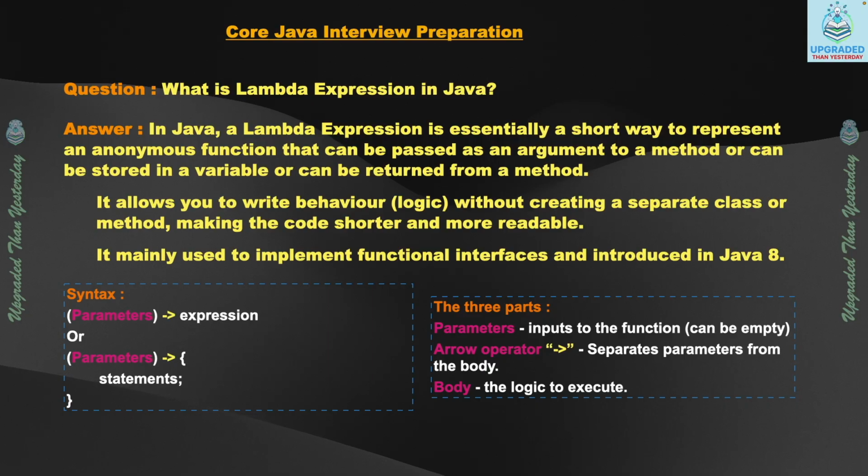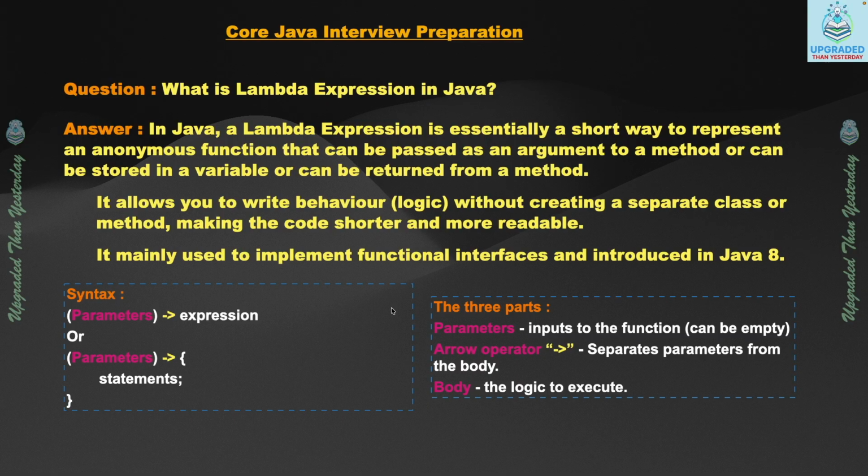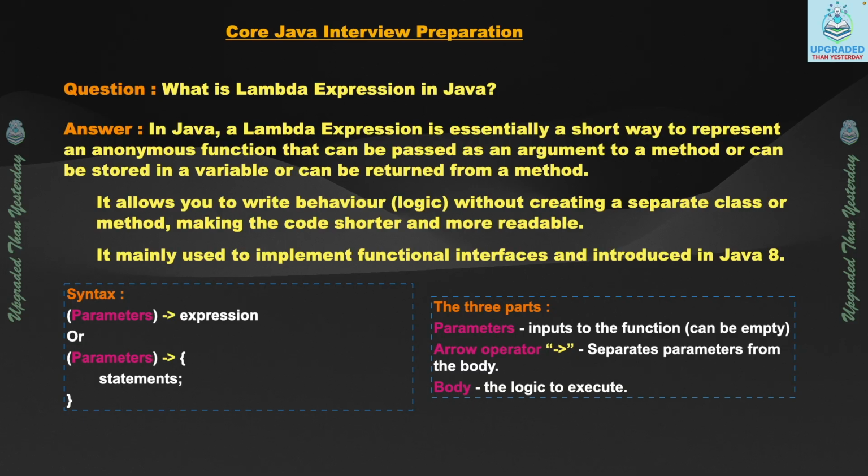Important point to be noted that a lambda expression only works with functional interfaces. Now let's look at the syntax. There are two primary ways to write them. Every lambda has three parts: the parameter, the arrow, and the body. The parameter explains how many parameters are defined in the functional method. The arrow operator, which separates the parameter from the body. The body, where your logic resides.